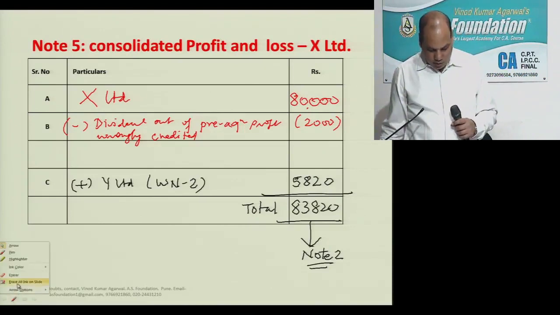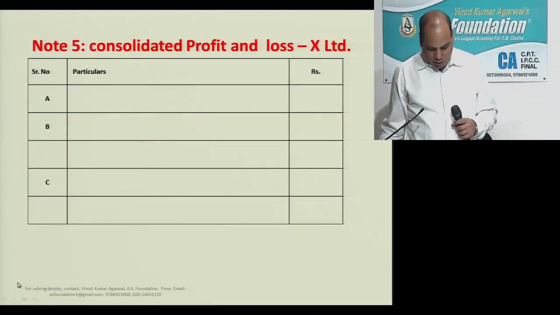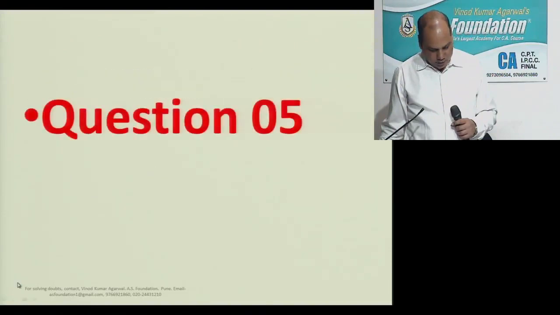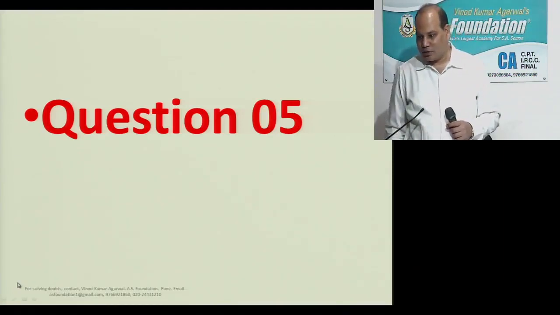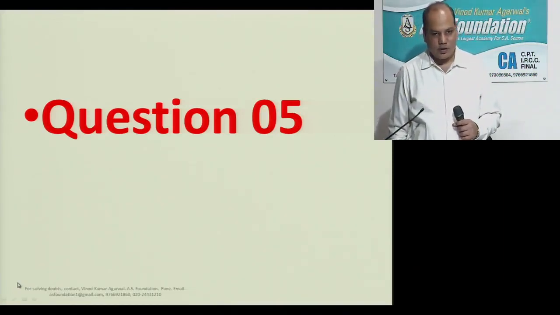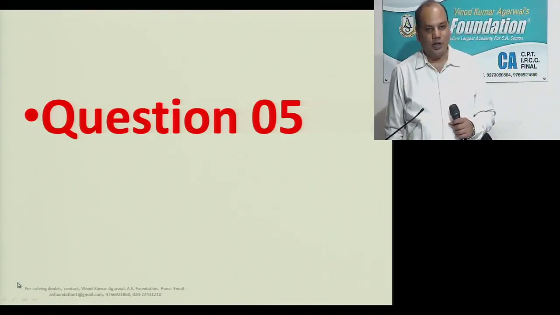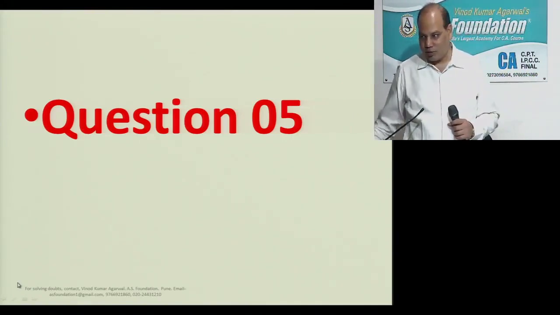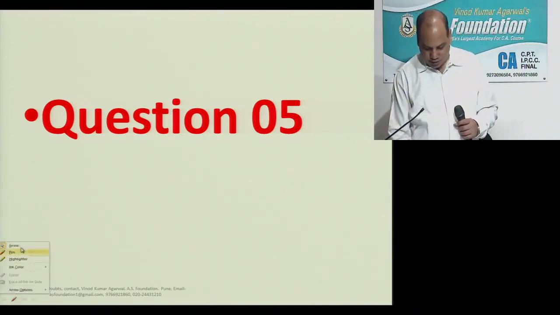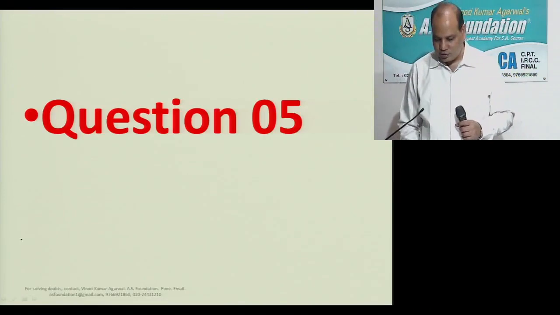The assets and liabilities of the two companies on 31st March 12 were as under. Underline the date of consolidation, 31st March 2012. This is the date of consolidation. And the shares were acquired on 1st April 11. So DOA is 1/4/11 and DOC is 31/3/12.